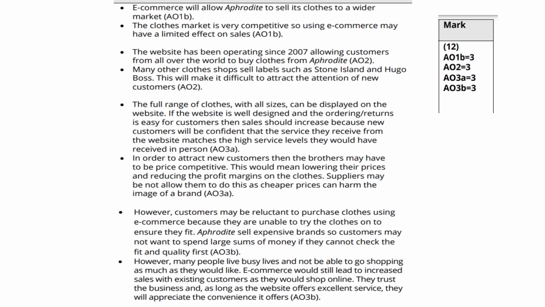Another point, many people live busy lives and may not be able to go shopping as much as they would like. E-commerce would still lead to increased sales with existing customers as they would shop online. They trust the business, and as long as the website offers excellent service, they will appreciate the convenience it offers.